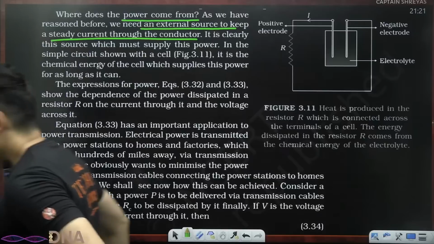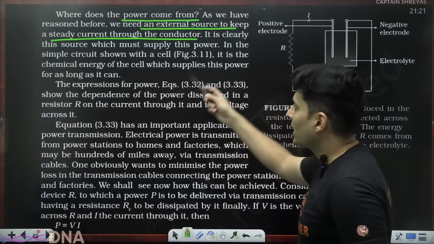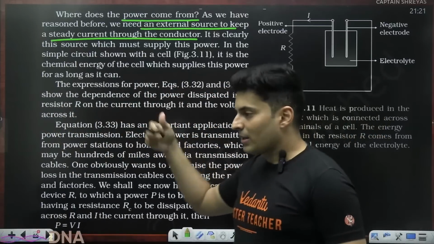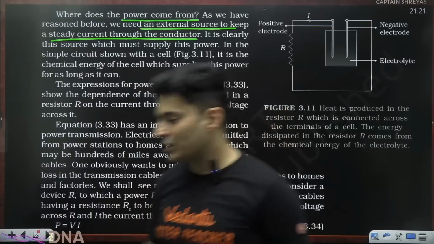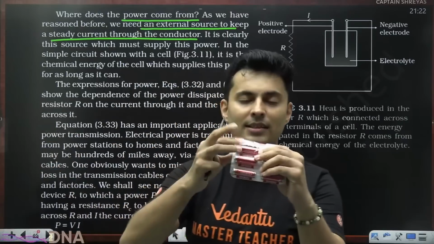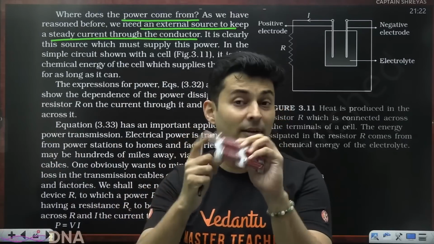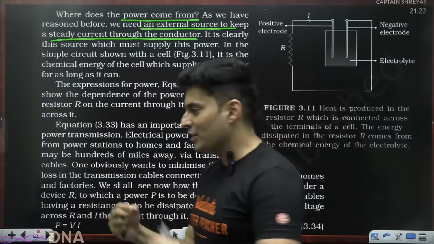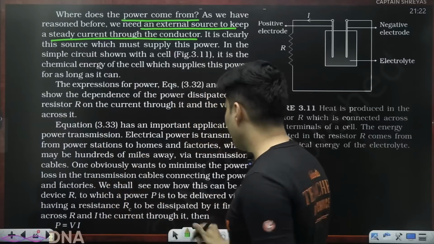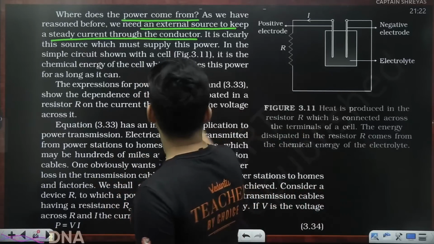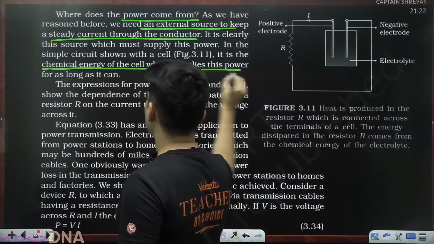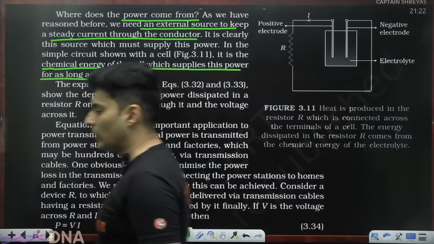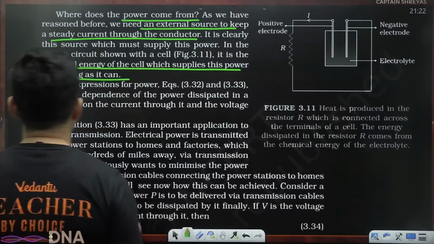Isn't it? Okay, so that is what they have mentioned. This energy of heat loss basically comes from the energy stored inside the cell. Inside the cell, what is happening? Some chemical reaction is happening. You connect some wire, some chemical reaction is happening. So it should come from chemical energy. It is the chemical energy of the cell which supplies this power for as long as it can. That's what they have explained.